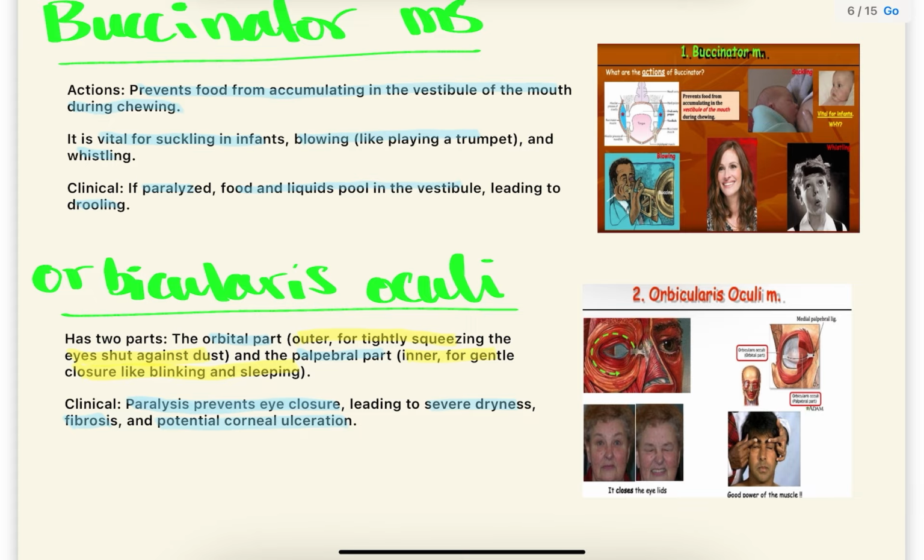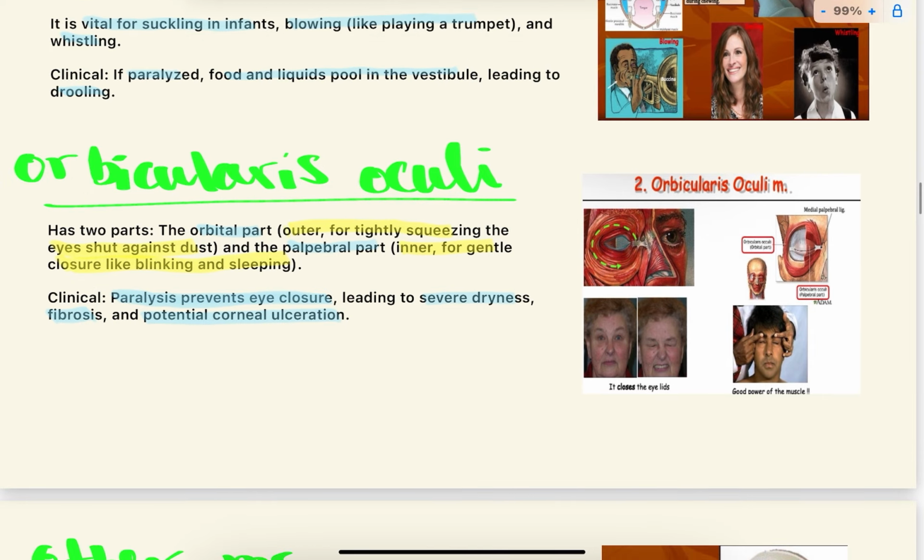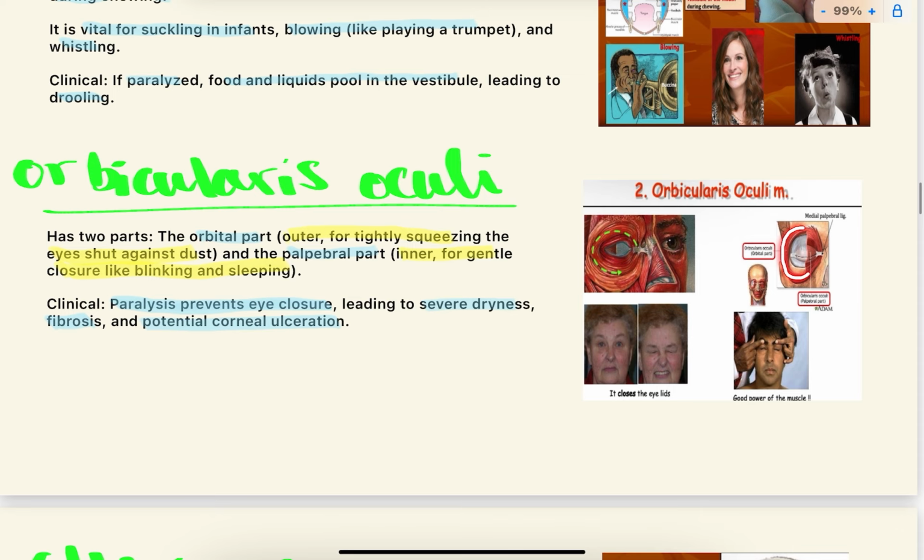The second muscle is the orbicularis oculi, which is around the eye. We have two parts of it. We have the orbital part, which is the one that's outside, and then I have the palpebral part, the one that's on the inside. So the orbital part, why is it on the outside and what does it help? It helps for you to be able to squeeze your eyes shut, squeeze it strongly. Whereas the palpebral part, the one that's inside, is for your gentle blinking, gentle sleeping. You're not squeezing your eyes to do that.